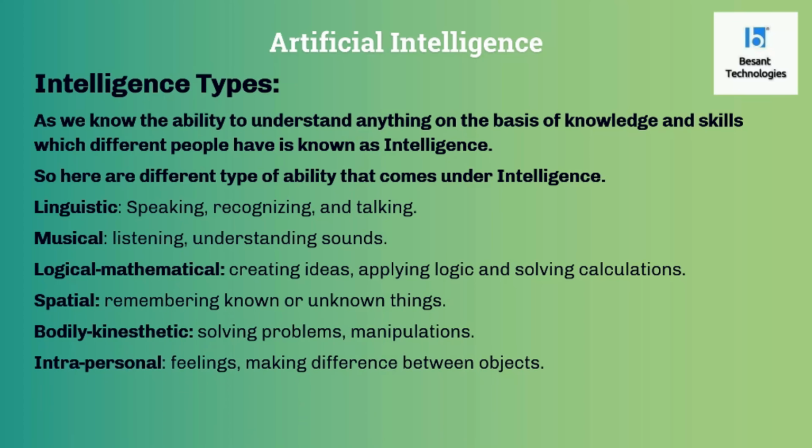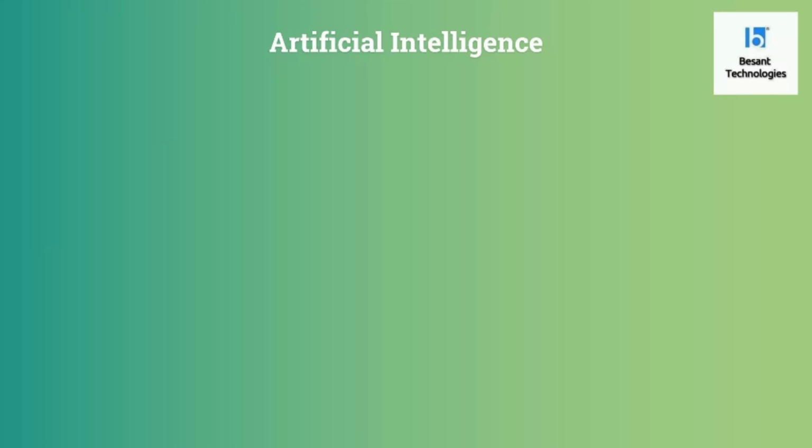We have bodily-kinesthetic intelligence, where solving problems and manipulations come into it, and intrapersonal intelligence, so feeling and making a difference between objects comes under the intrapersonal. These are the few types I listed of what kind of intelligence there is. If you achieve this kind of intelligence in any machine, that becomes an intelligent system. So we'll go ahead and understand how intelligence is composed.